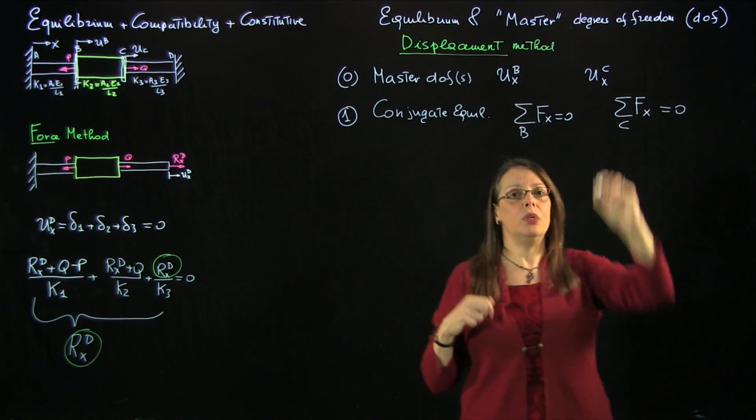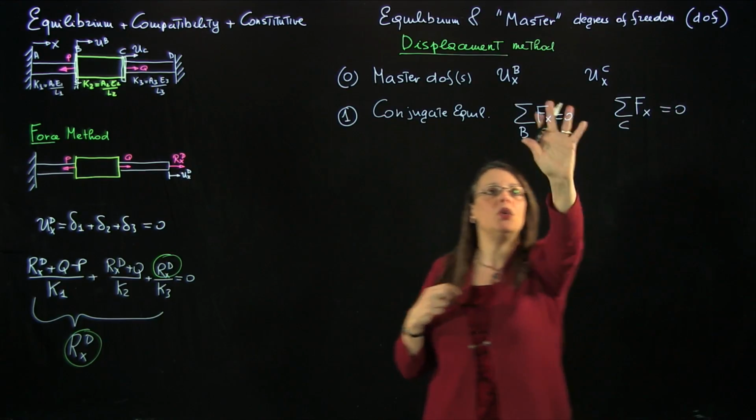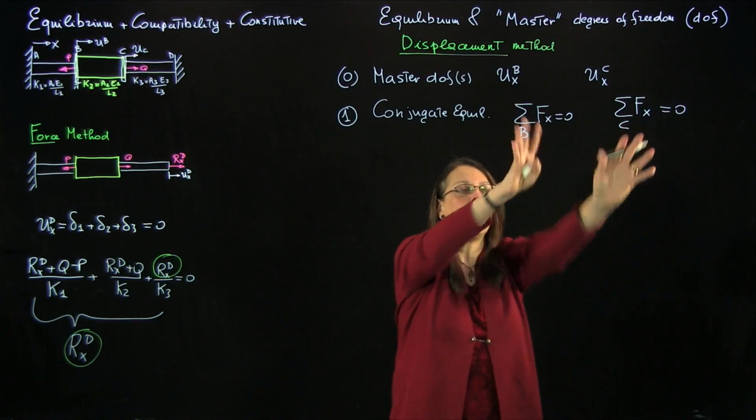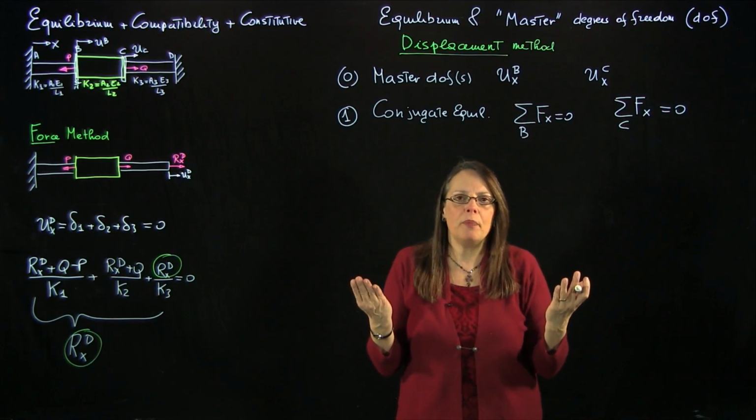So these are my two equilibrium equations. So how do I write this equilibrium equation? How do I impose equilibrium?